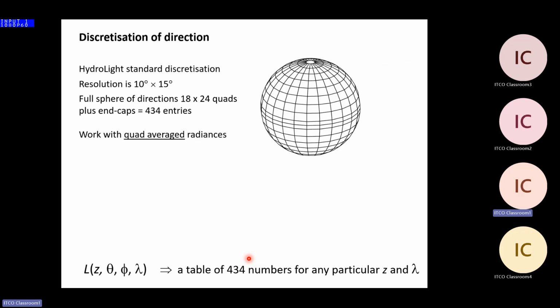Okay, so back to the radiative transfer. Now you know what Hydrolight is. It's software for solving the radiative transfer equation. How does it do that?